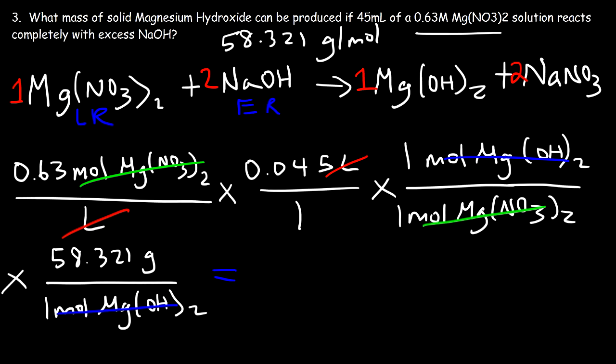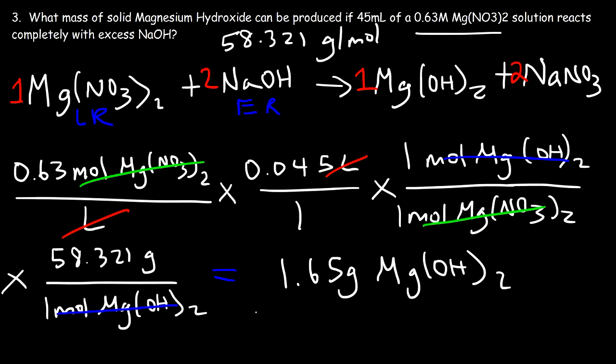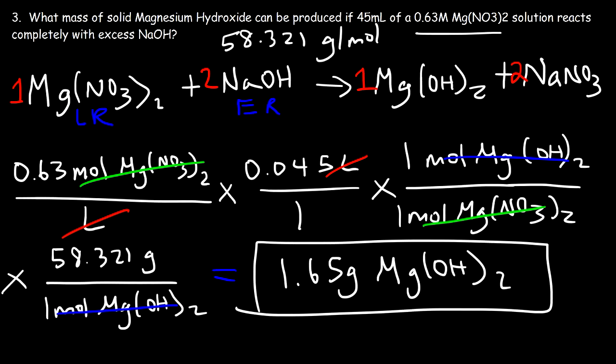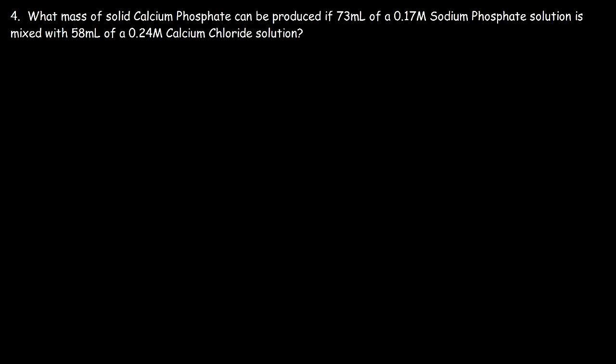And so now we can get the answer. It's 0.63 times 0.045. And then we've got to multiply that by 58.321. So the mass is 1.65 grams of magnesium hydroxide. So that's the mass that can be produced in this reaction. That's the theoretical yield.